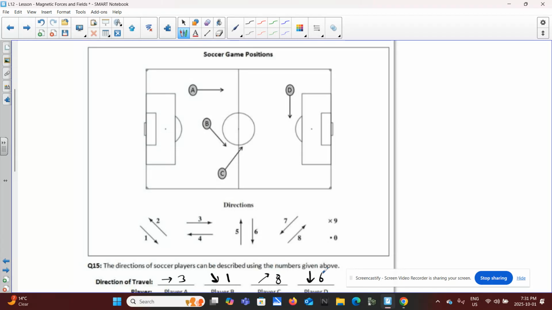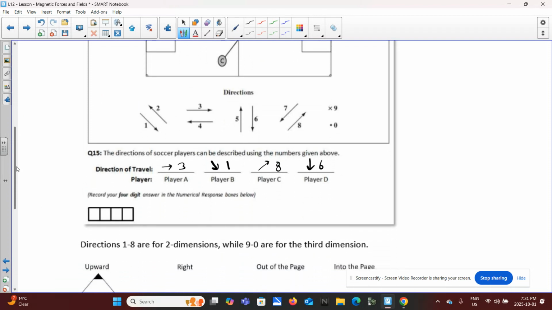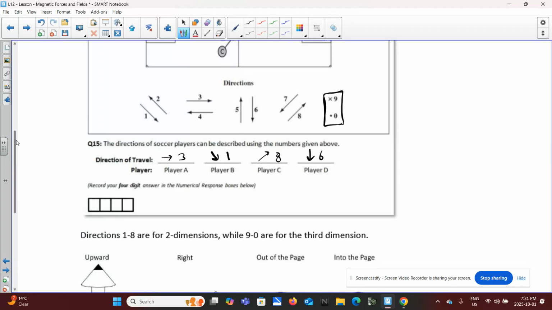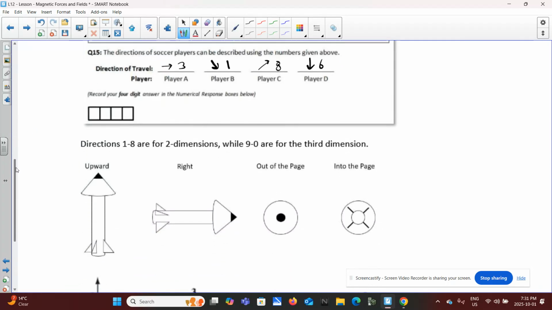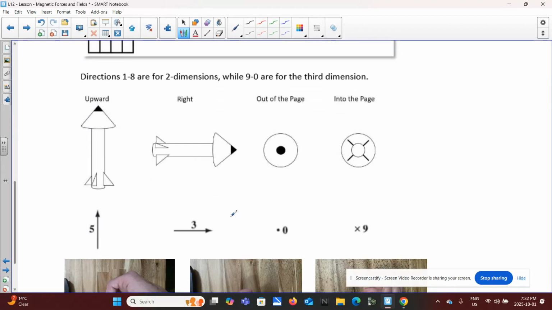Now, this is all fine, but it only deals with stuff moving up, down, left, right, inside the plane. So what if something was moving towards me? What do the 9 and 0 represent? This is where I have this wonderful diagram. Here I've got an arrow going upwards, an arrow going to the right. Now this arrow, if it were coming out of the page, would be a circle with a little dot. That is where I see the dot.